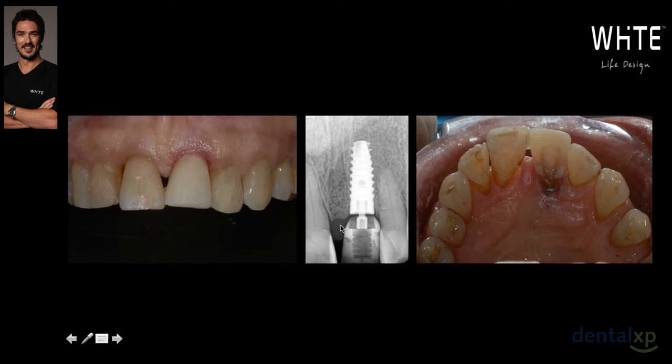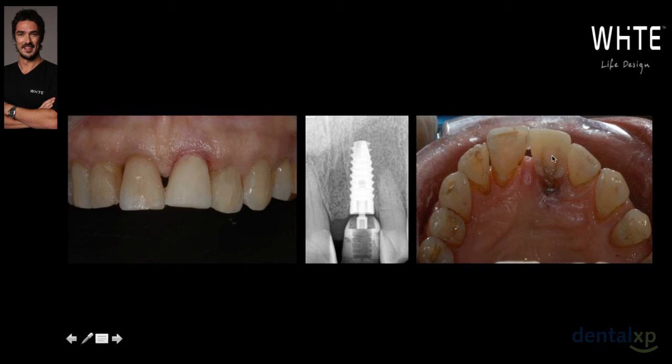Why? It's completely out of occlusion in protrusive, in lateral left and lateral right, excursive movements. There is no pressure on this crown in any way. We tell the patient to have a soft diet for the next 6-7 weeks because we saw that the bone remodeling will take that long.